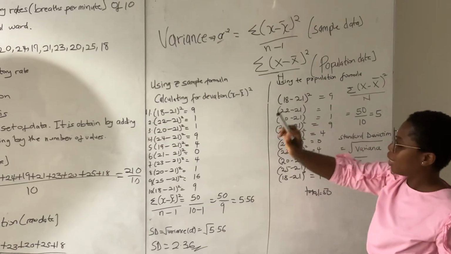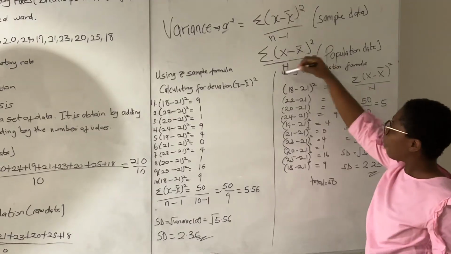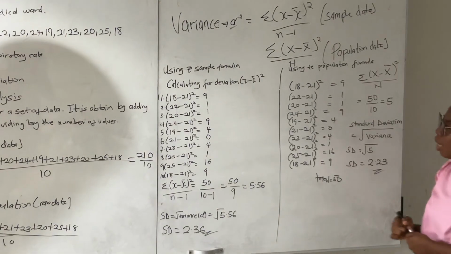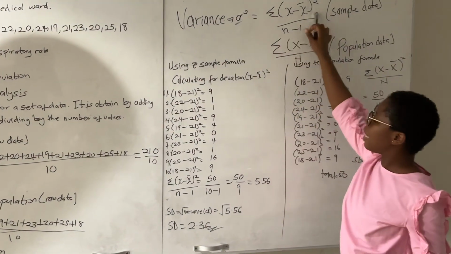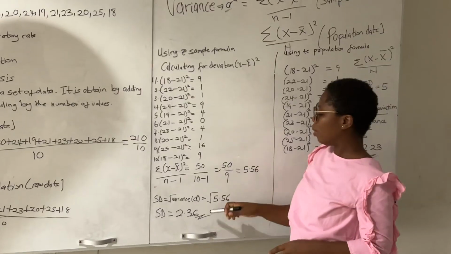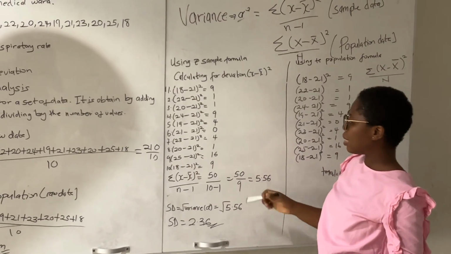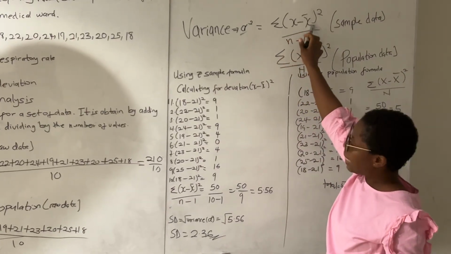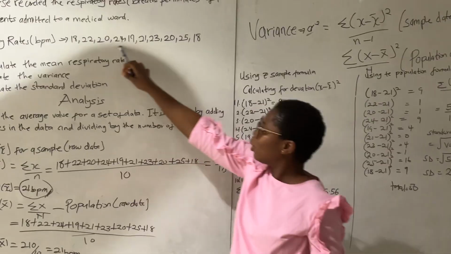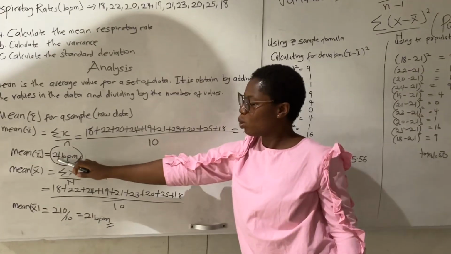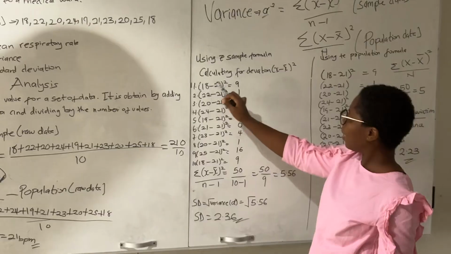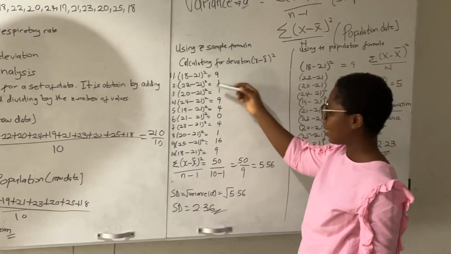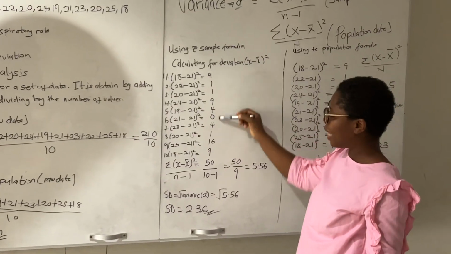And just like in the mean, the letters in the population data are capital and the letters in the sample data are small letters. So we have to calculate for the deviation first before we can calculate for the final answer for the variance. So using the deviation, x minus the mean. These are the values of x, and we had our mean to be 21. So you minus the mean from the values, and then you square it. So when you calculate, these are the values that you get.